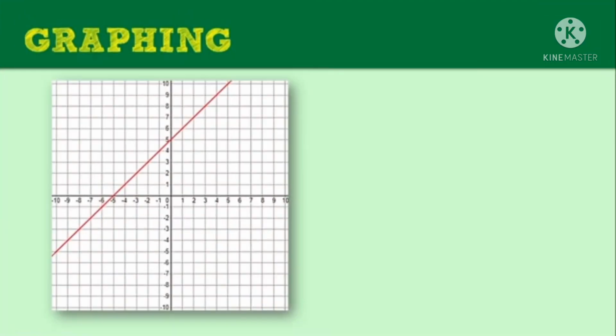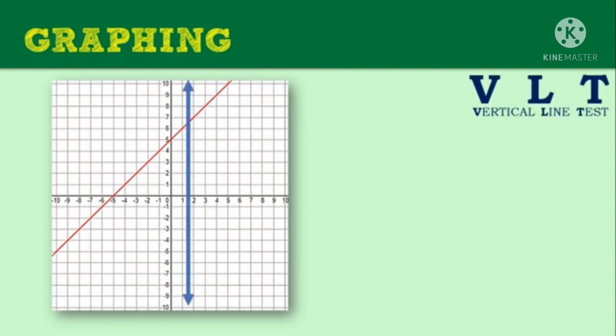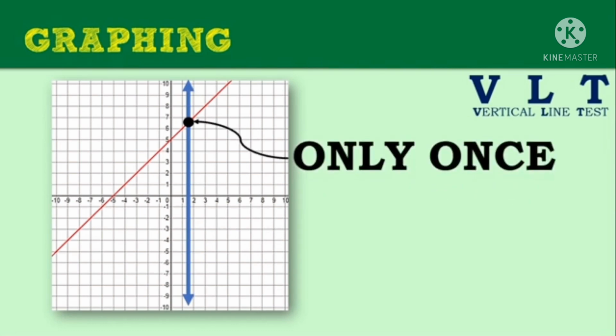Let's look at some examples. Look at this graph. How would we know if this graph is a function or not? Again, what's our magic keyword? We'll be using VLT, the vertical line test. The blue line that you see on the screen right now is an imaginary line. It's not part of the graph. We just made that line to test if the given graph is a function or not. I hope you're following. The vertical line touches the graph at that point only once.